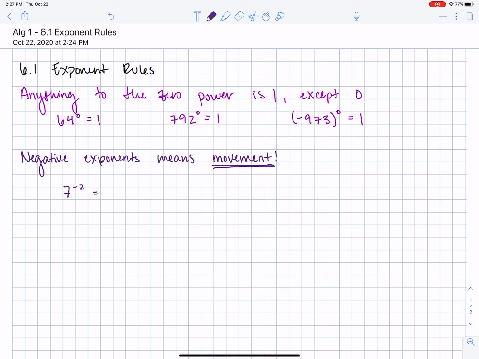So whenever we have negative exponents, I like to draw our fraction bar line. We're going to move it to the denominator and make the exponent positive. And then that makes our numerator 1.